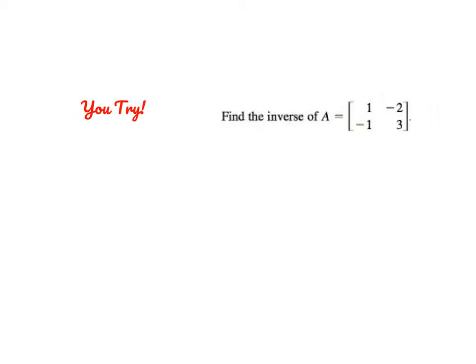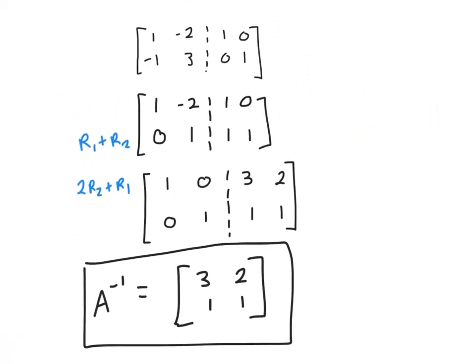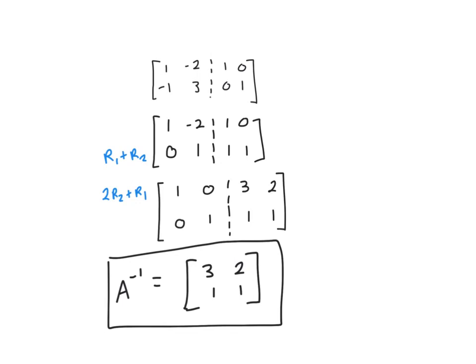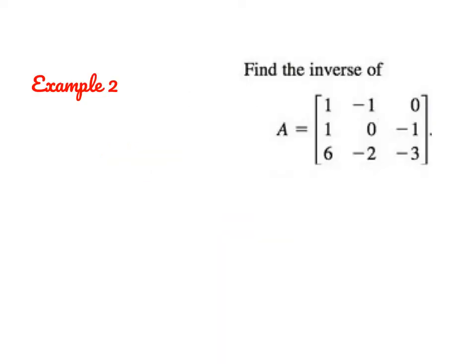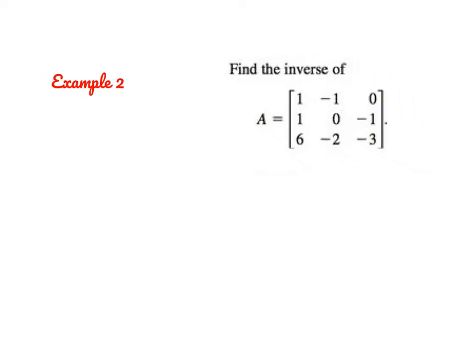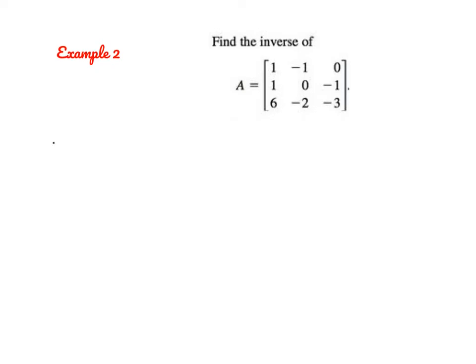All right, so go ahead and check your steps. Remember, if you didn't get this as your inverse, it's probably a small mistake somewhere in your work. I would not recommend going through and trying to find your mistake. I would just recommend trying these exact steps and starting over completely. But your inverse matrix should be 3, 2, 1, 1. Okay, so now we're going to try doing a 3 by 3 matrix. The setup is going to be the same.